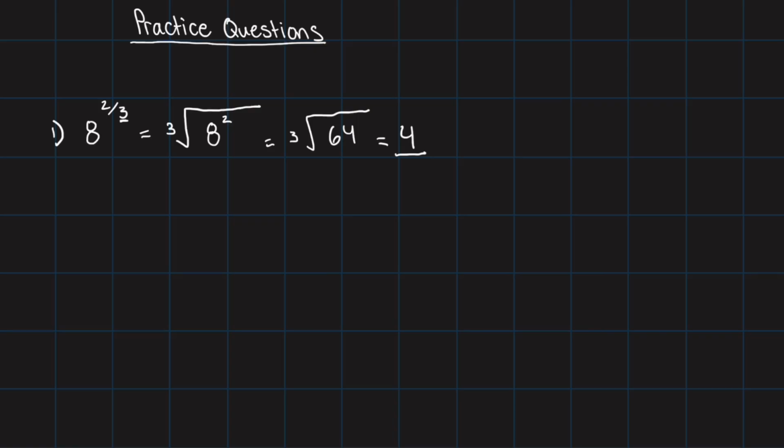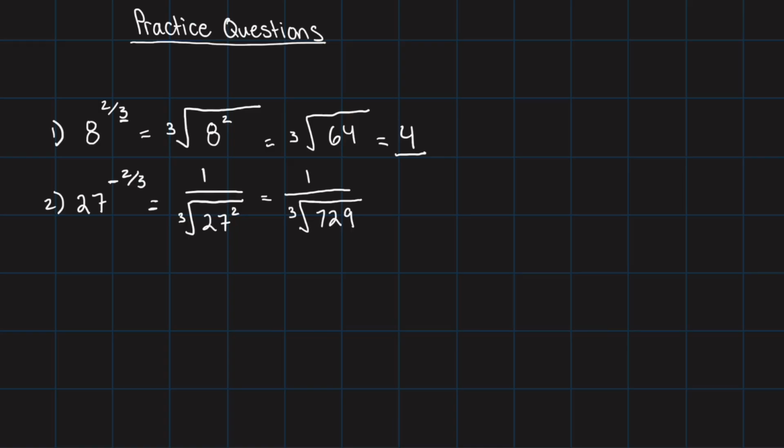So now let's say we have 27 to the power of negative 2 over 3. Take a moment, pause this video, and write down your guess of what you think it'll be. Let's pay attention to the negative sign first. So this means it's 1 over the cube root of 27 squared. This simplifies to 1 over the cube root of 729, and then the cube root of that is 9. So your final answer would end up being 1 over 9.